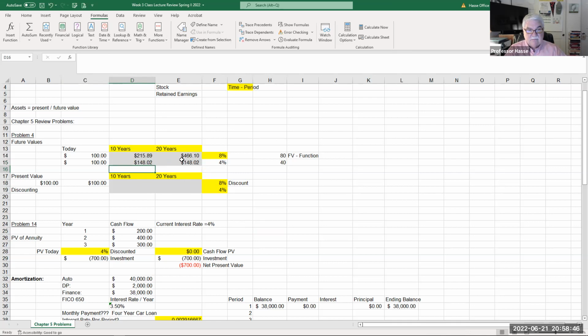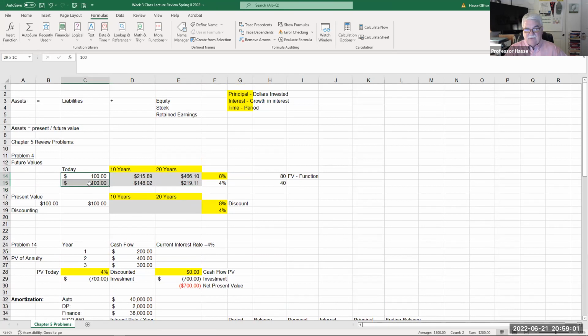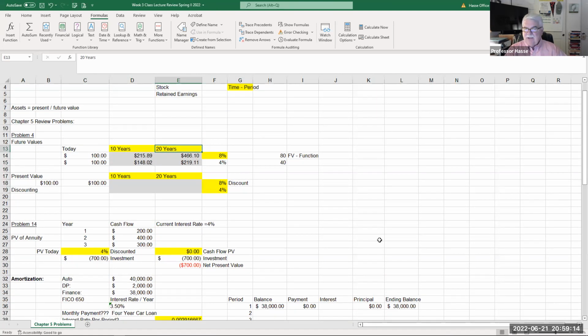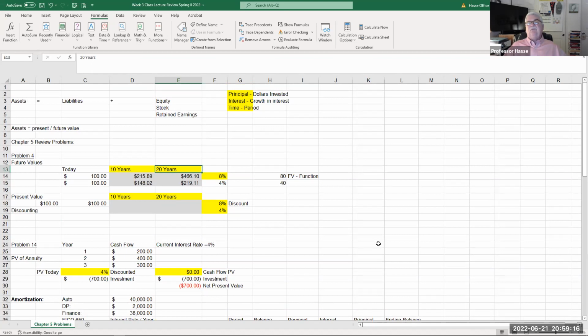There we go. And now we'll make that 20 for 4%. And we'll have $219.11. So again, we can calculate the future value of money knowing the principal amount, $100, the interest rate, either 8 or 4%, and the time period, in this case, be it 10 or 20 years. That's the future value.